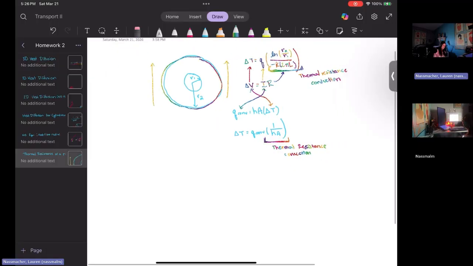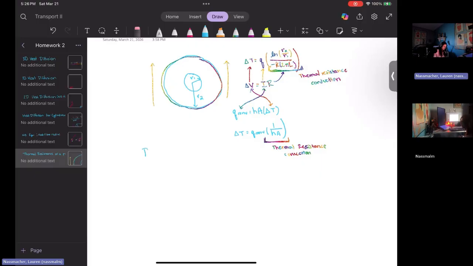In an electrical circuit, the total resistance is equivalent to adding each resistance in the circuit together. That concept we're going to use for this problem. If we want to find the total thermal resistance between the pipe and the insulator, we need to add the thermal resistance for the convection and the thermal resistance for the conduction.